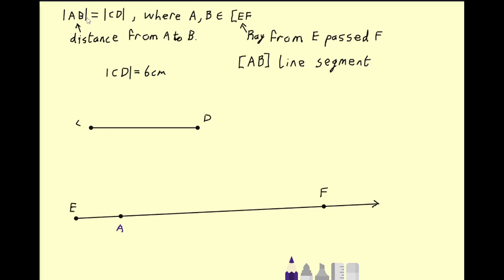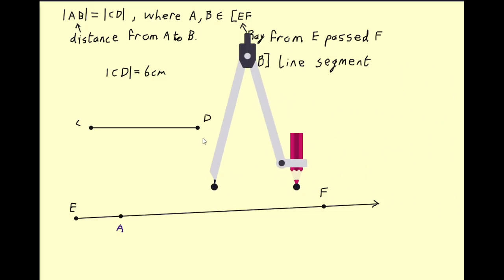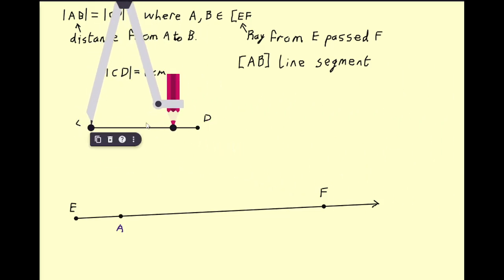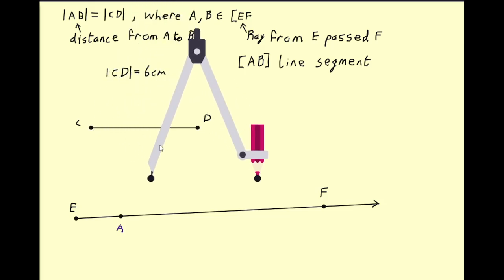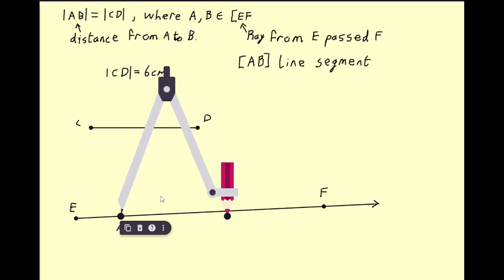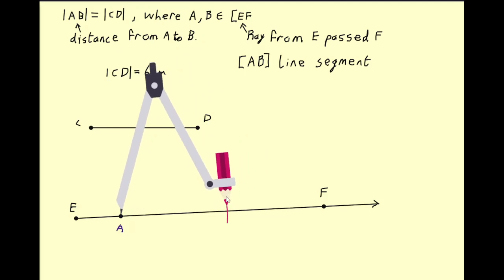And now I want to go out to B. Going out to B is going to be going the same distance as going from C to D. To get my distance, I am going to use my compass. I take my compass, put the point of it at C, and open up my compass until I go all the way out to D. Keep that compass the same size, bring the point down to A, draw an arc, and where that arc crosses the ray has to be the point B.